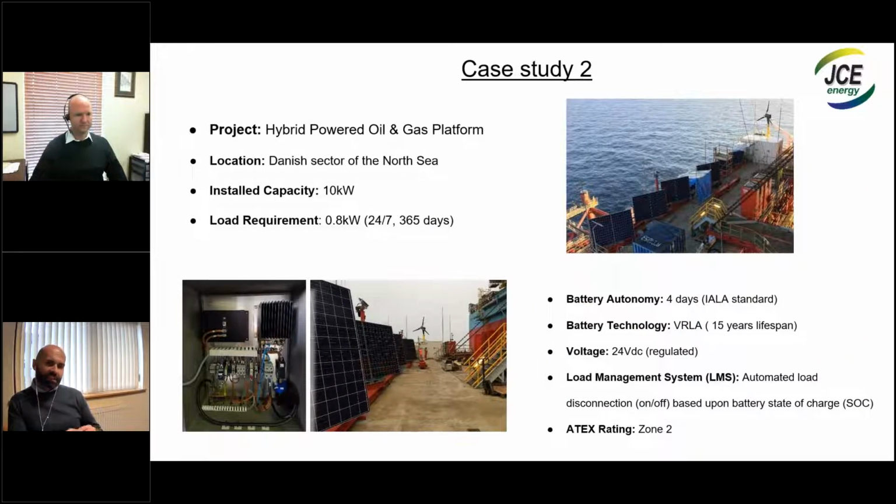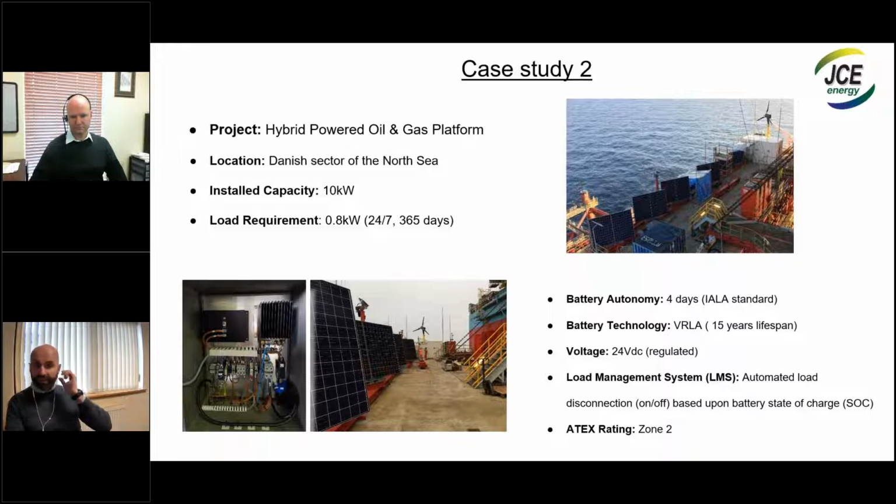Here there is case study number 2, which is a hybrid system powering an offshore facility in the Danish sector of the North Sea. Here the total installed capacity is 10 kilowatts, which is reached using the 3 kilowatt Zone 2 wind turbine, the first Zone 2 wind turbine in the market, plus the rest with Zone 2 solar panels manufactured by JCE.